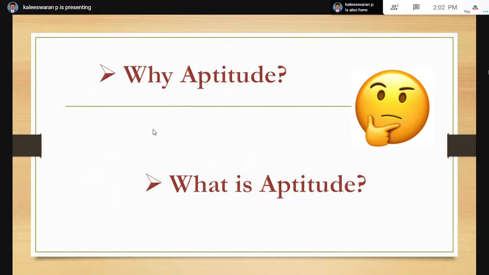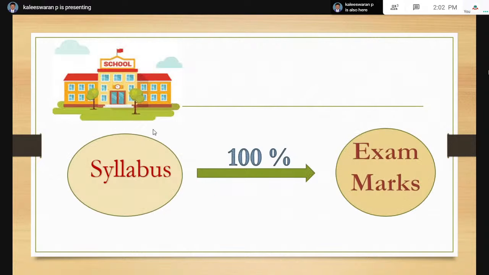Okay, there are two questions. One is, as a first year student, why should I know aptitude? And the second question is, okay, aptitude is important for me, you come to know that aptitude is important for me, then how to prepare for aptitude? In school, let's consider your school studies. The purpose of joining the school is fulfilled when you complete your final exam with good marks.